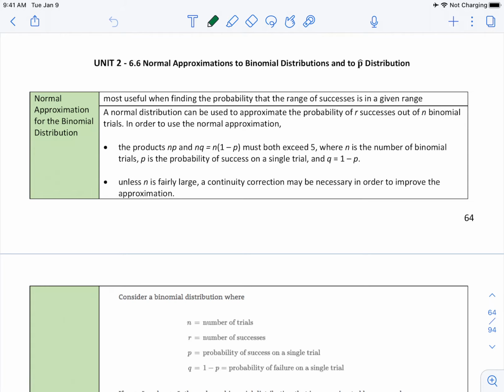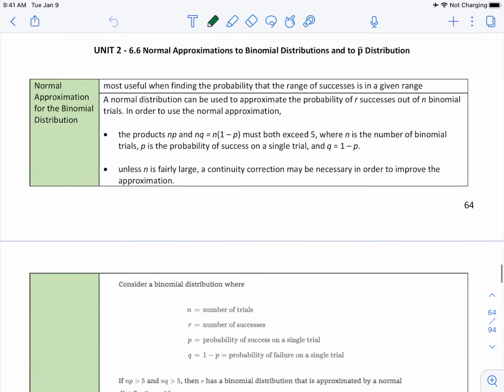In order to use the normal approximation, the products n times p and n times q, or n times 1 minus p, must both exceed 5, where n is the number of binomial trials, p is the probability of success on a single trial, and q is equal to 1 minus p. Unless n is fairly large, a continuity correction may be necessary in order to improve the approximation.